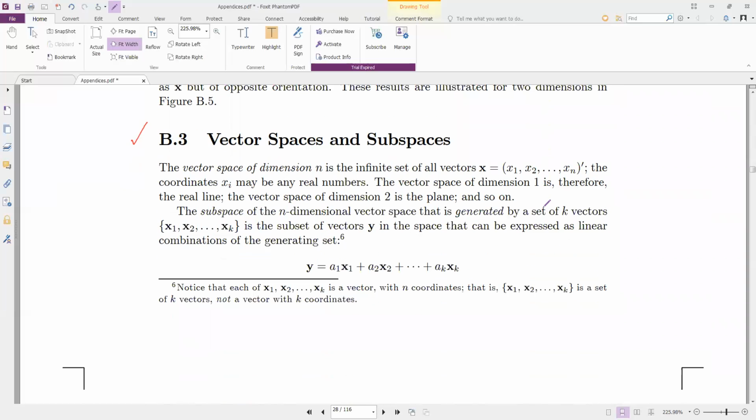Vector spaces and subspaces. We talk about a vector space of dimension n. This is the infinite set of all particular vectors. Now the coordinates may be any real numbers. The vector space of dimension 1 is the real line. So the line is actually a vector space of dimension 1. Then the vector space of dimension 2 is the plane, and so on.